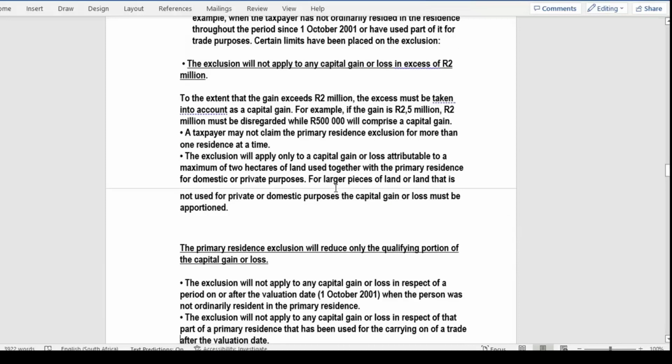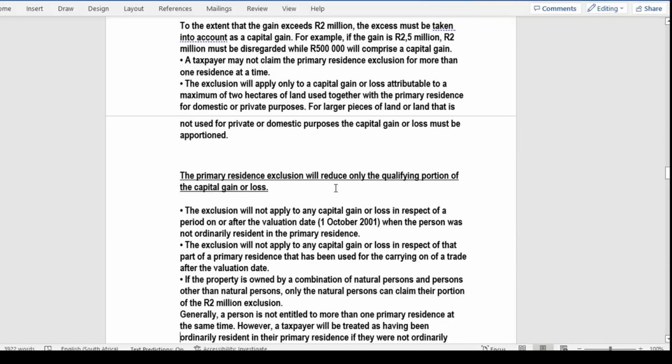So you're going to look at whether that part of the land is specifically for private use or for residence, or is it for business. Sometimes they tell you that 50% of whatever the asset may be was for private use and the other 50% was for the business. So you just have to apportion that and take your 50% for the CGT, and the other will go to gross income or the business. But the primary residence exclusion will reduce only the qualifying portion of the capital gain or loss.